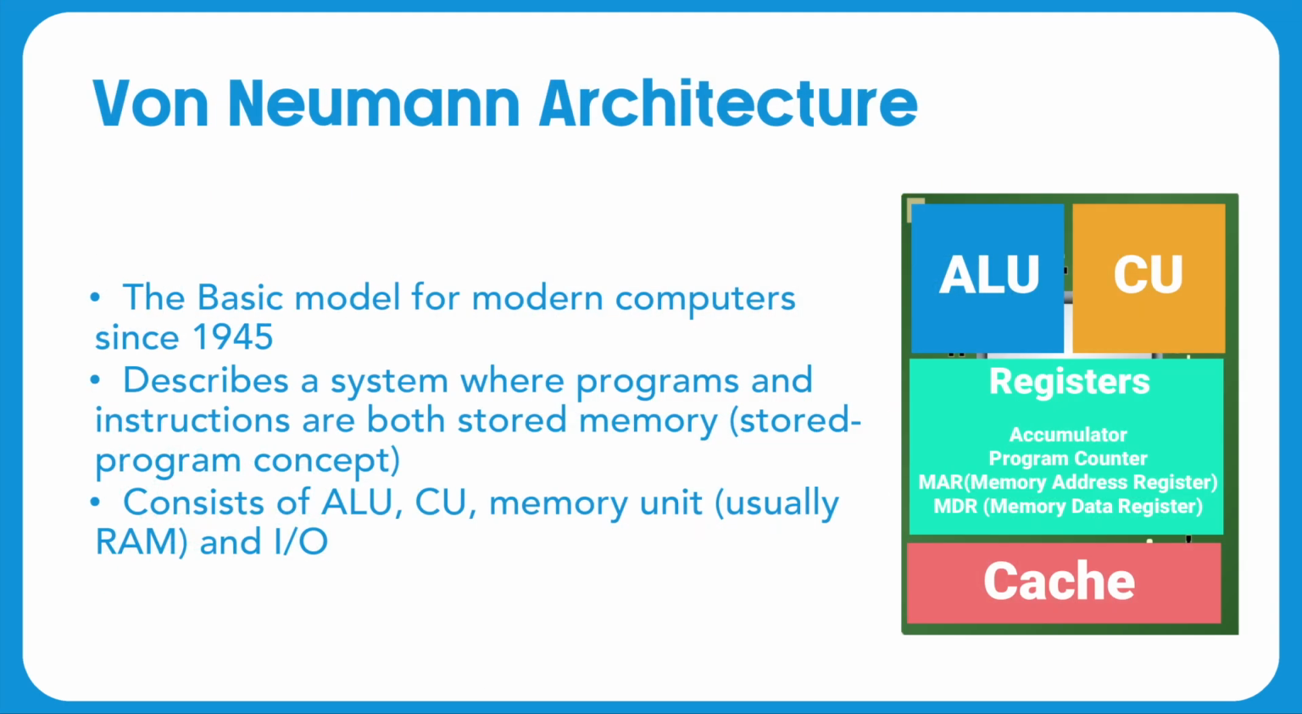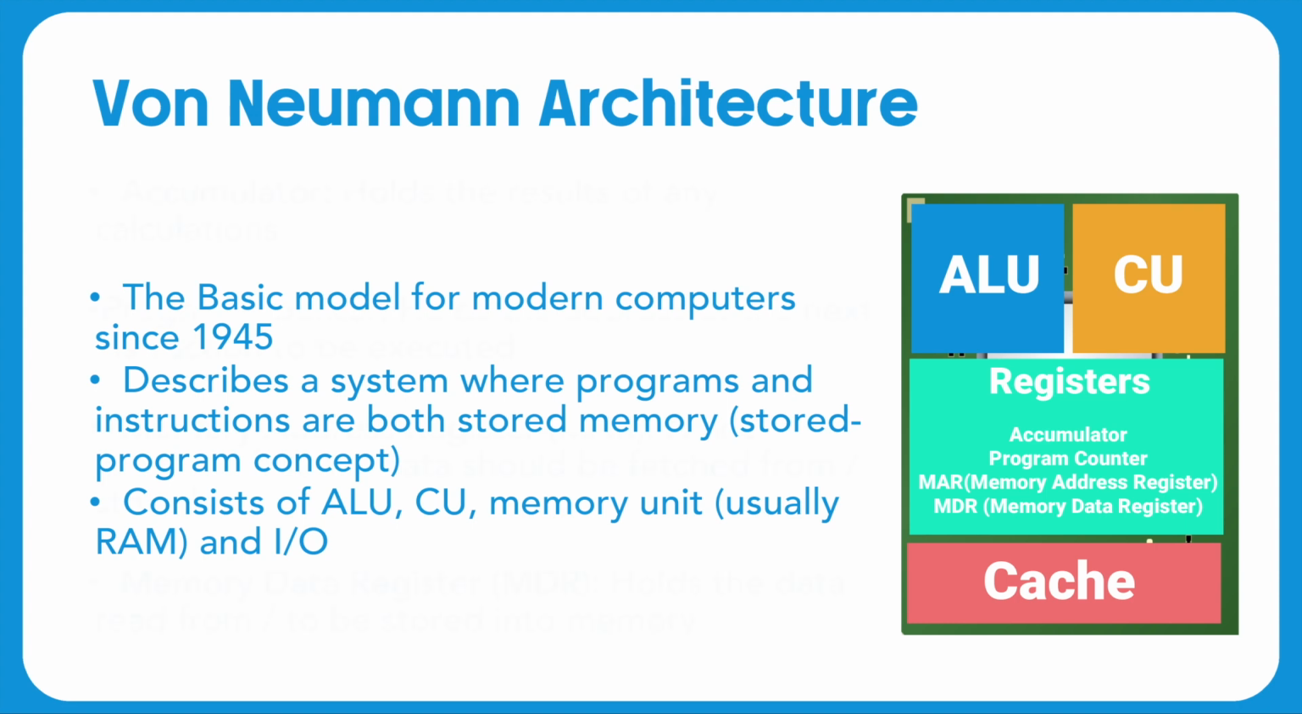The von Neumann Architecture is a model for computers that's been around since 1945 and is still a good baseline of how computers work today. It describes a system where both programs and instructions are stored in memory, which is called the stored program concept. The architecture consists of all of the components that we were talking about earlier, but includes 4 specific registers: the accumulator, program counter, memory address register, and memory data register.